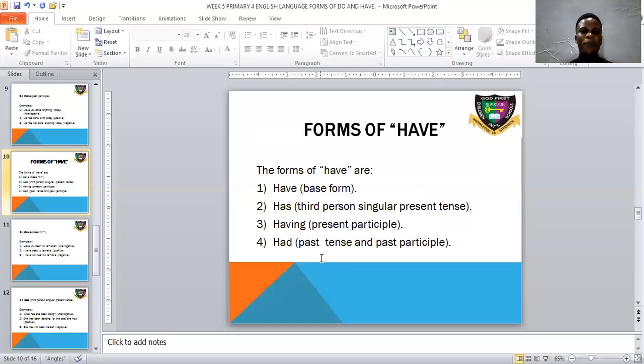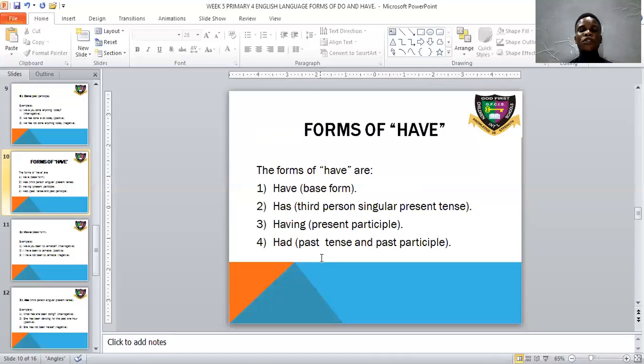That is for third person singular. Now, the third one says having. Having is present participle. Now, the last but not the least is had. Had is past tense or past participle. That is, had serves as both past tense and past participle.